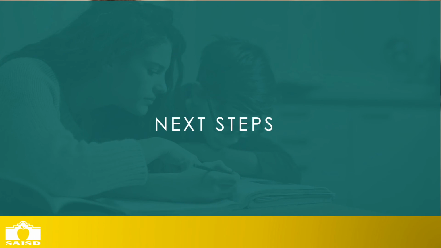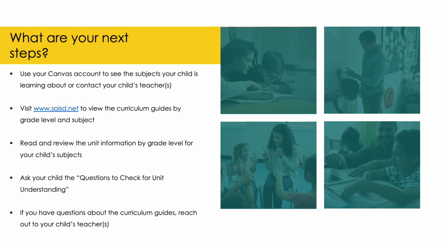Here are the next steps. So what are your next steps? You can use your Canvas account to see the subject your child is learning about or contact your child's teacher. You can visit www.saisd.net to view the curriculum guides by grade level and subject. You can read and review the unit information by grade level for your child's subjects. You can ask the child the questions to check for unit understanding. If you have questions about the curriculum guides, you can reach out to your child's teacher.